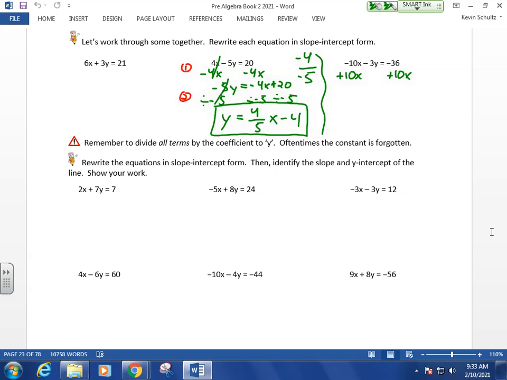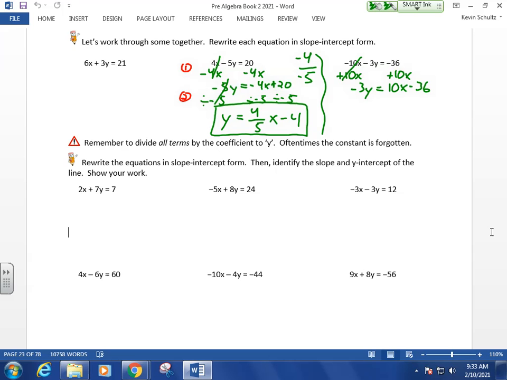Negative 10 plus 10 is 0. That's why we do it. Get rid of all those x's. And that leaves us with a negative 3y equals positive 10x. And this time it's going to be minus 36. Okay, because it's negative there. In the first two, it was plus 21 because the 21 was positive, plus 20 because the 20 is positive. But with that negative 36, it's positive 10x minus 36. Signs play a huge role here.